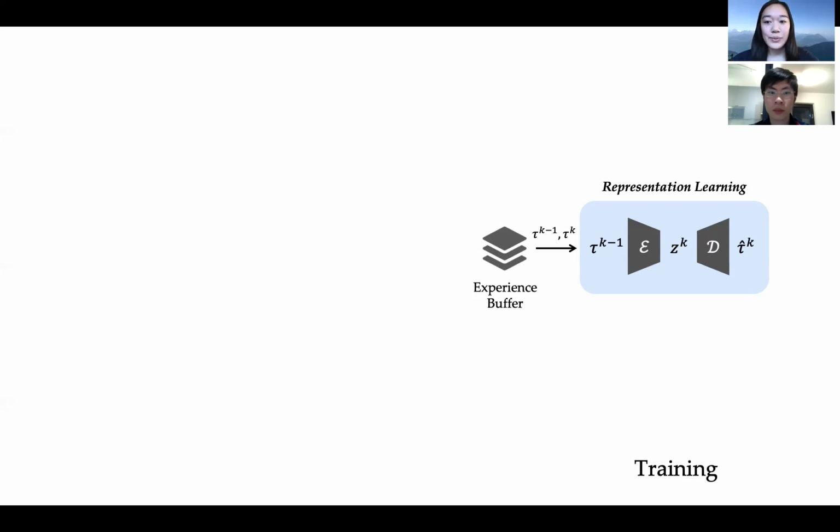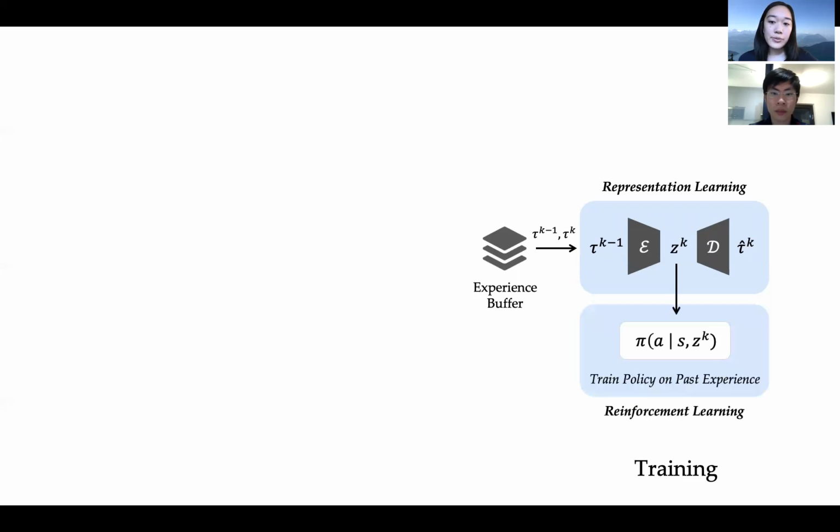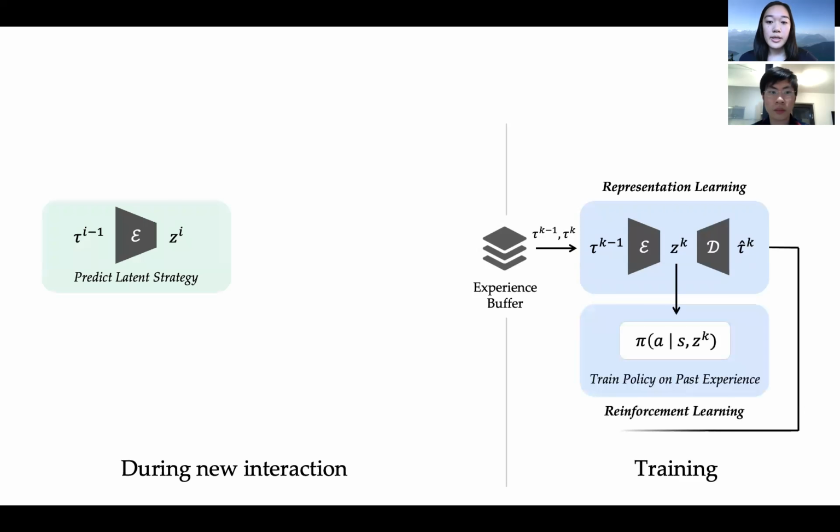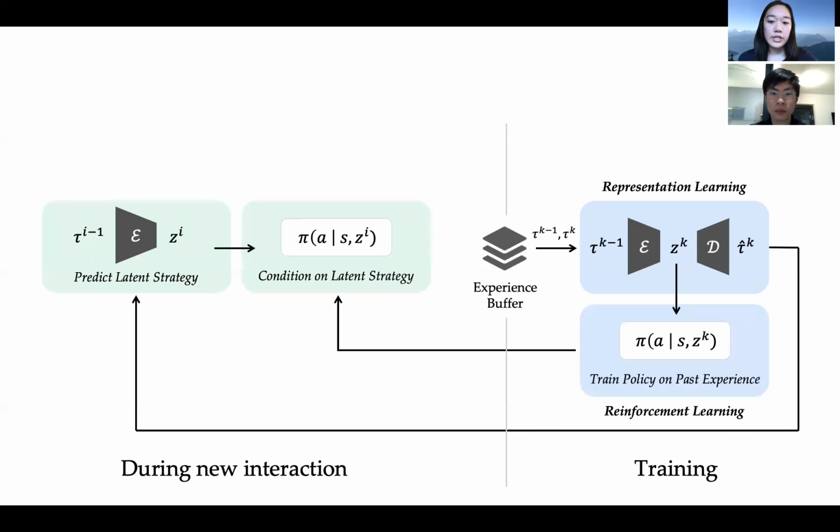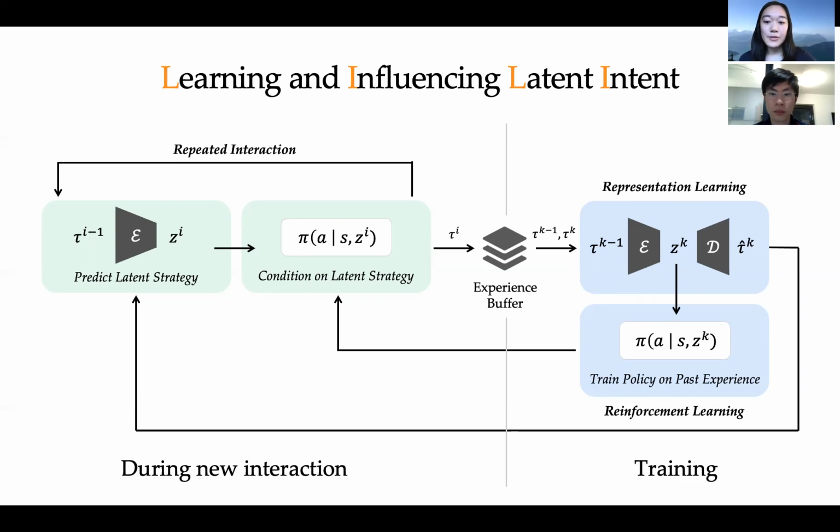To recap, during training, our approach first trains an encoder-decoder model that learns the representation of the other agent. Then we train a policy conditioned on this representation, so the agent can react to the other agent depending on what it thinks the other agent will do next. Then, putting all of this together during a new interaction, the encoder will predict the other agent's latent strategy. Then the ego agent will carry out the policy conditioned on this prediction, and this whole process repeats. We call this whole framework learning and influencing latent intent, or LILI.